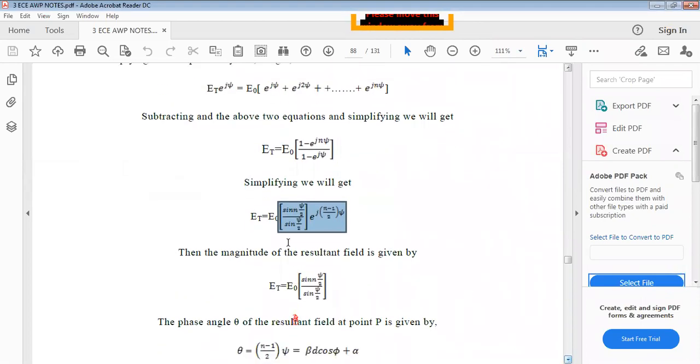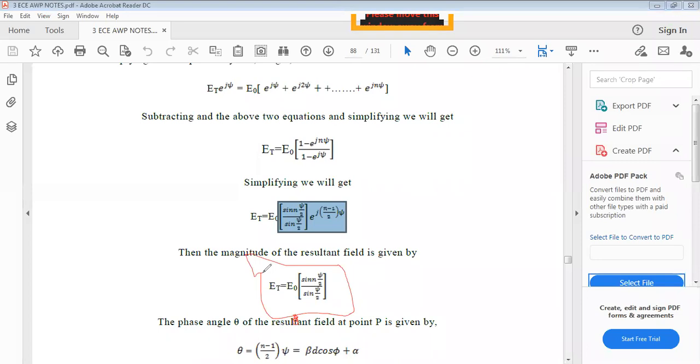See here, the magnitude of the resultant field is given by E_t equal to E naught into sin(n psi by 2) by sin(psi by 2). Here we have not mentioned e power j of (n minus 1) by 2 into psi. Why? Because the magnitude means the total value, and the magnitude of e power j theta is 1. That's why it is not mentioned here. So this is the final expression.